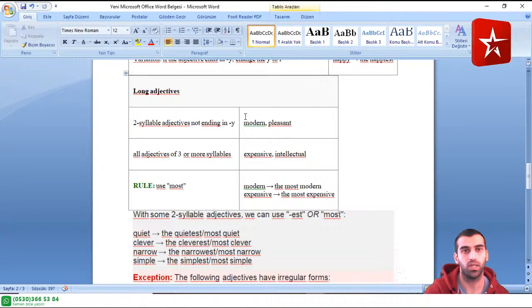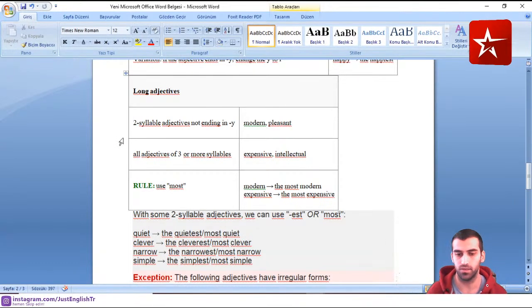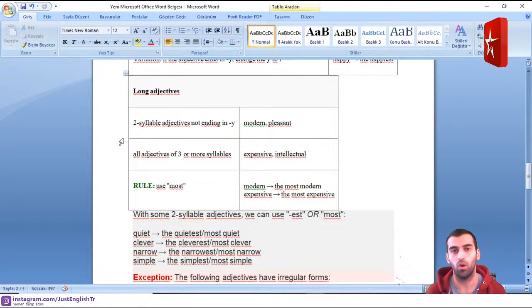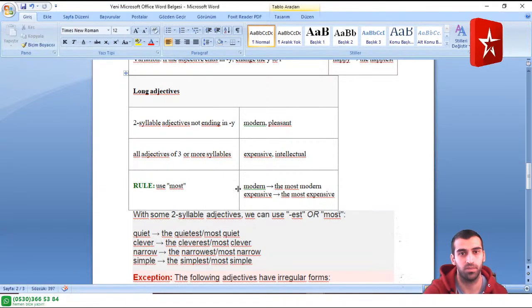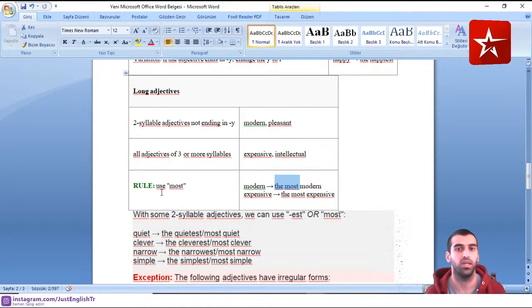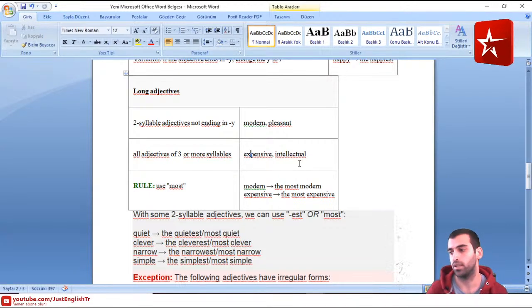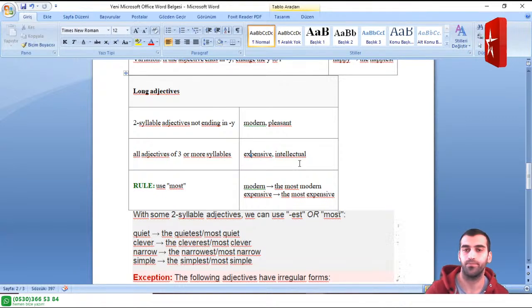Long adjectives, I mean adjectives that consist of 2 syllables or more than 2 syllables. For example, modern or pleasant. Modern, we say more modern for comparison, but when it comes to superlative, we use the most modern. So we add most and the most modern, the most expensive. As you see, expensive, intellectual, it has more than 2 syllables, so we use the most.